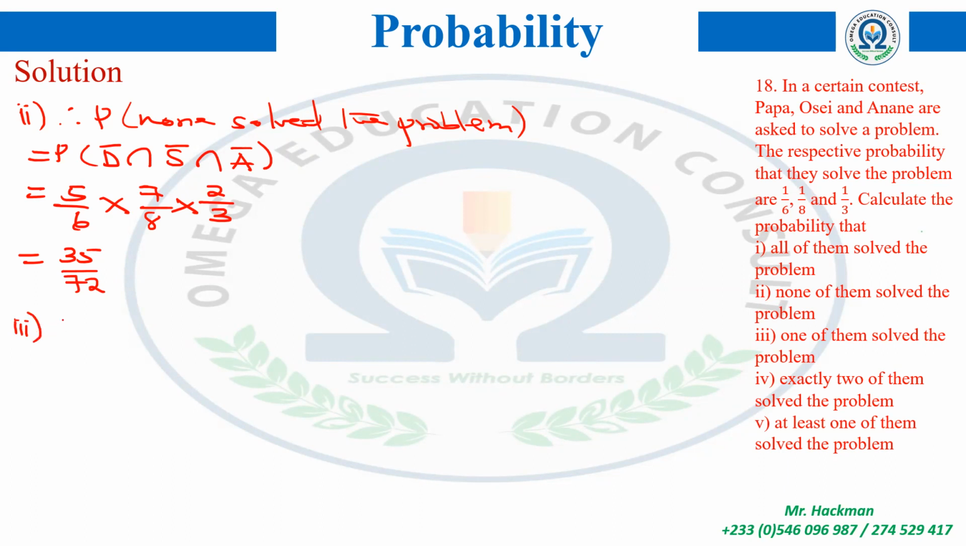What are we looking for? So therefore, P of one of them solves the problem. So P of at least one solved the problem.